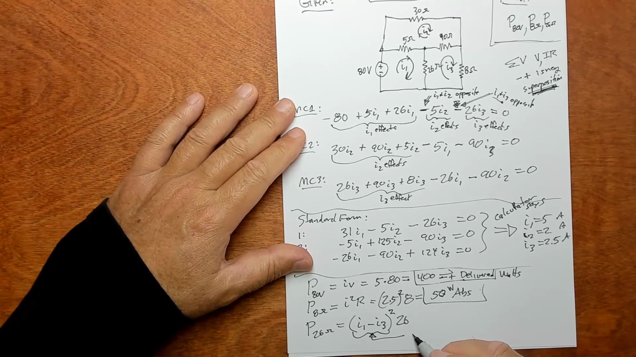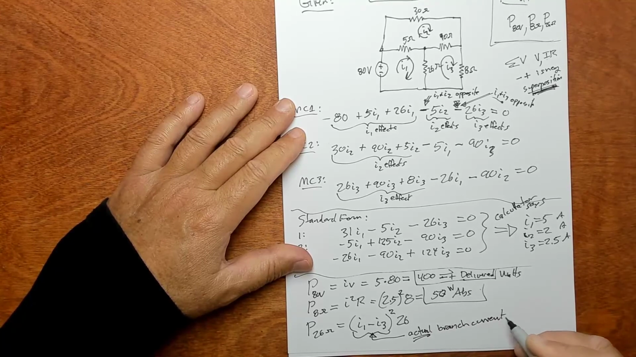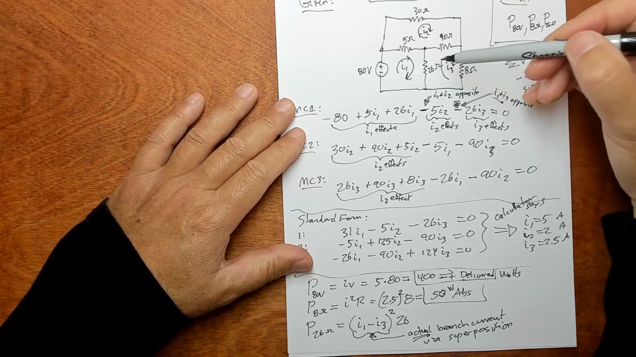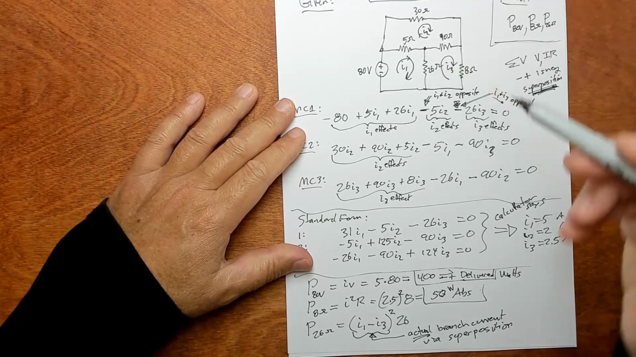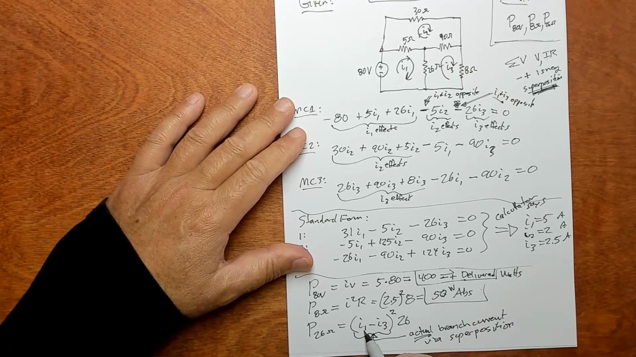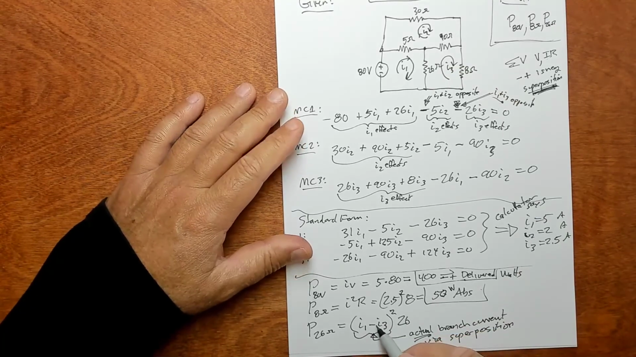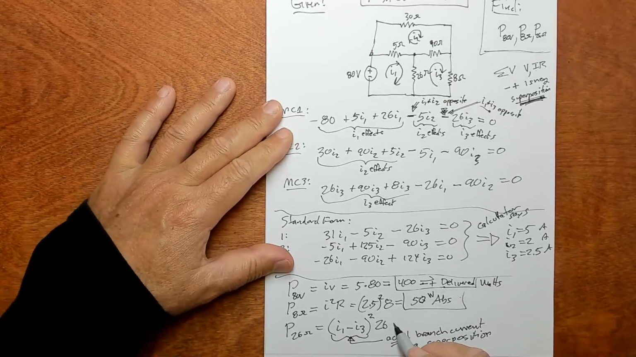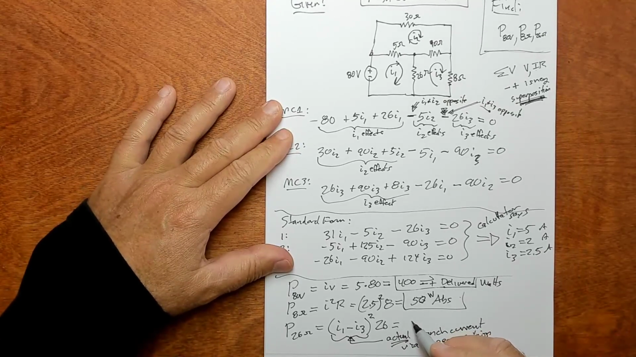So this is superposition here. This is the actual branch current via superposition. So we have to add the two loop currents to get the actual current that's in here. And this is the actual current, and I did I1 minus I3, and it doesn't matter really because you're going to square it, and you'll get a positive number.